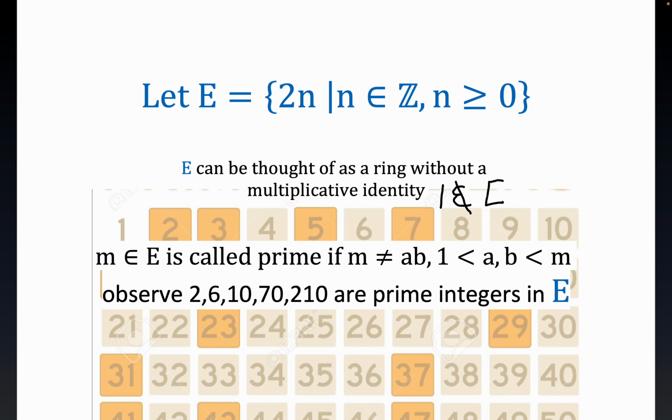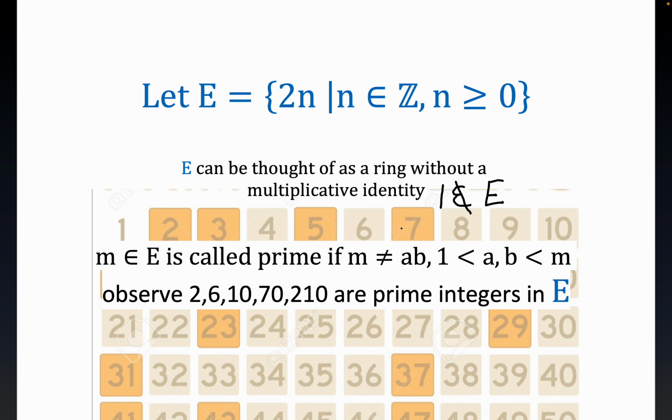So this could be thought of as what they call a ring. A ring is a group endowed with two operations, usually called multiplication and addition. But we do not have a multiplicative identity. 1 is not a member of this set, okay? So we can talk about an alternate definition of primality, and here it is.